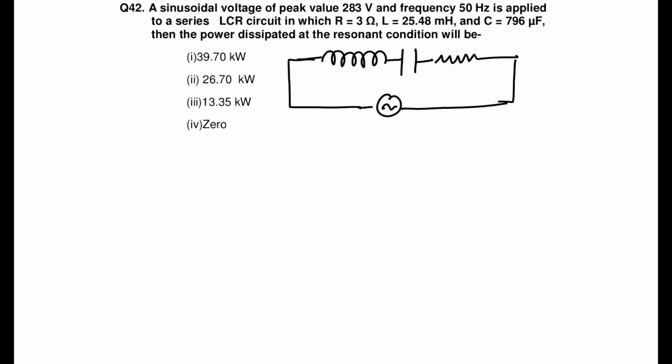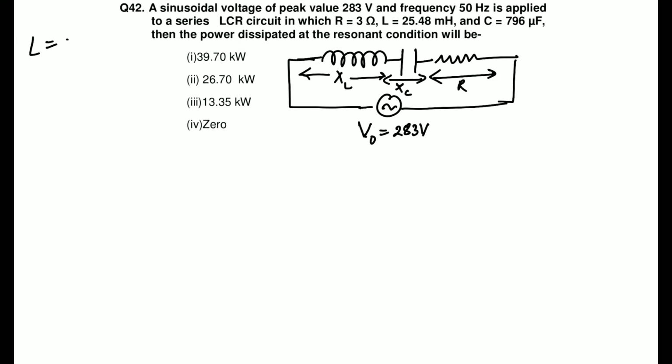Now this AC source has a peak voltage, V0, which is given as 283 volt. The inductor has an inductive reactance XL, the capacitor has a capacitive reactance XC, and there is a resistance R. Now XL is given to us? No, it is not given, sorry.